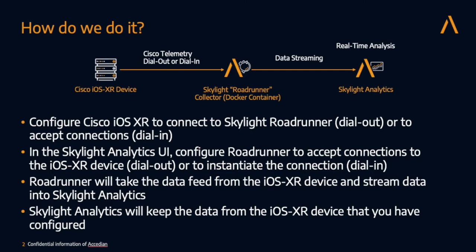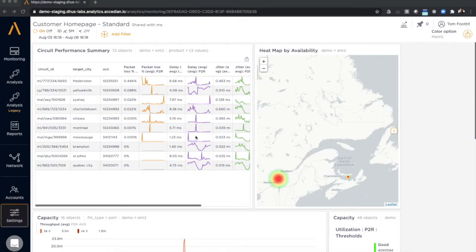In this case, we've configured a Cisco iOS XR device to connect to Skylight Roadrunner, our collector. Then we configure Roadrunner to accept those connections, and we stream the data from Roadrunner into Skylight Analytics, where we can use it alongside native Accedian data and other data sources to perform visualization, generate alerts, and get insight into customer experience.